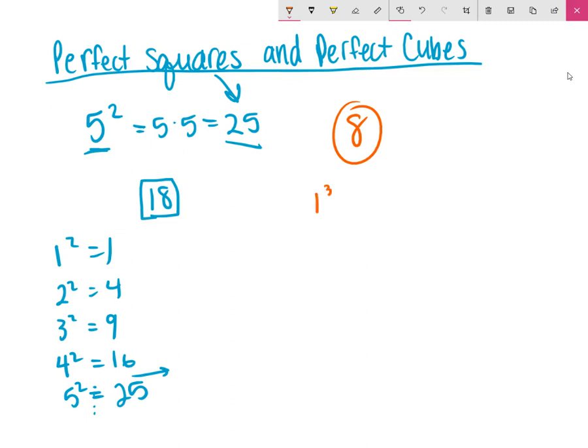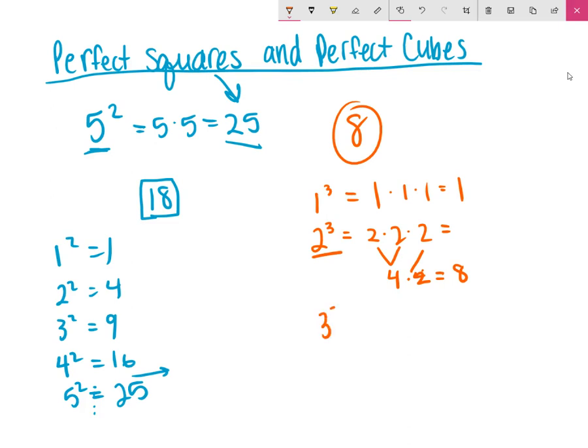So we got 1 cubed. 1 cubed is 1 times 1 times 1. That's obviously 1. 2 cubed. 2 cubed is 2 times 2 times 2. 2 times 2 is 4. 4 times 2, that is 8. 8 is the perfect cube of 2.